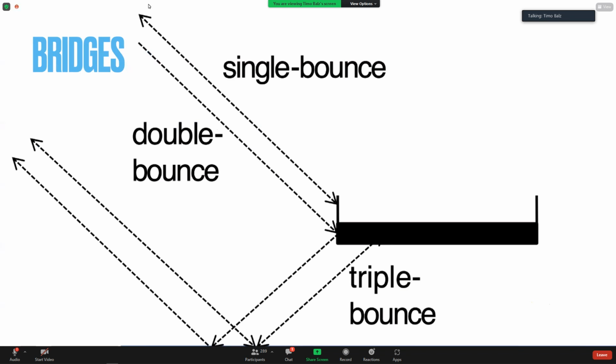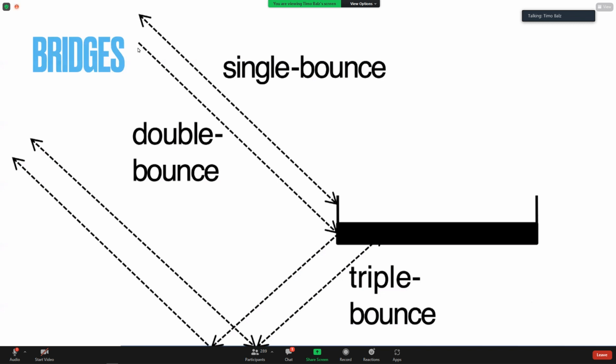If you have such a bridge, the single bounce data will be the shortest path, and takes the shortest time, because we hit the bridge and directly go back. It's the shortest distance to the sensor. That's to say, that will be the data that appears closest to the sensor in the SAR image.